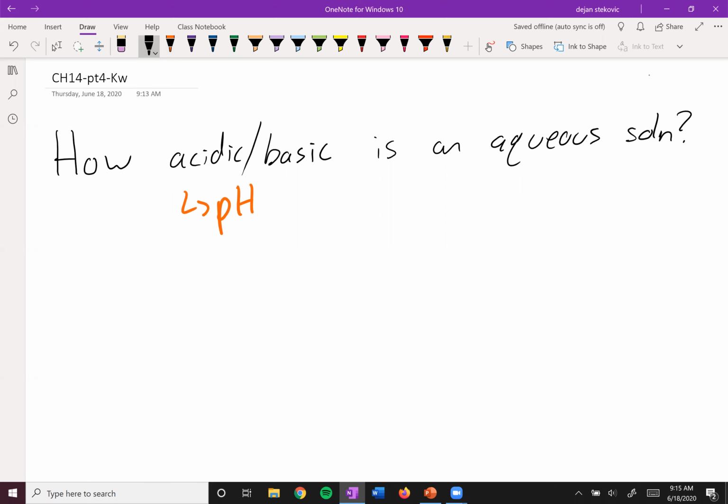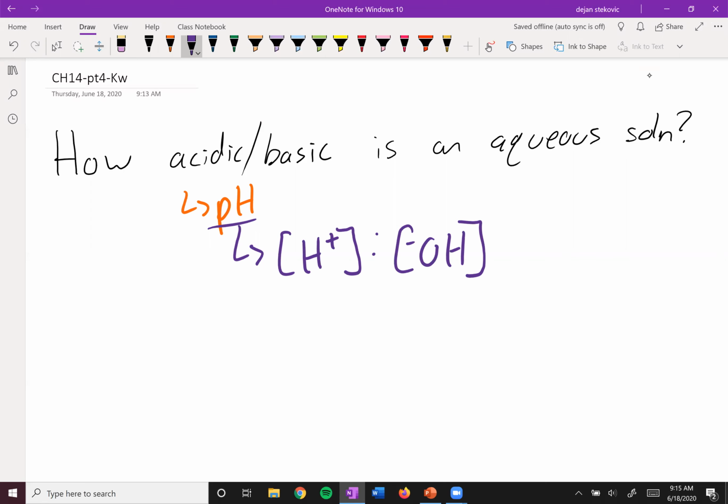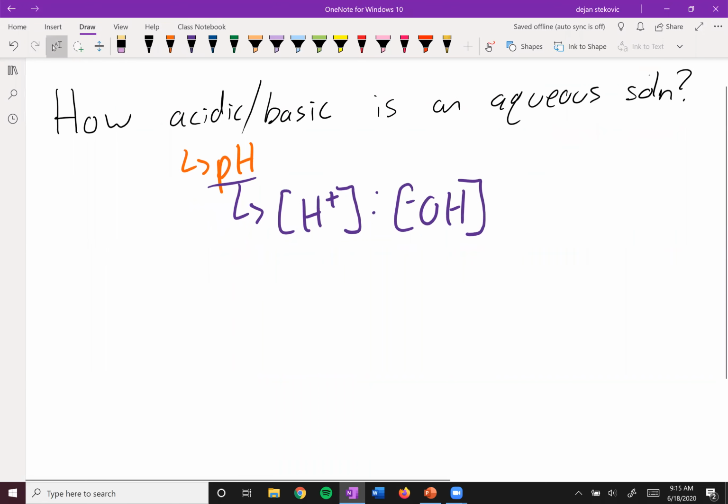But first, we're going to go back to the reasoning of pH. So what is pH measuring? Well, we just learned that acids were basically H plus versus hydroxide. And so pH is just a measure of how much H plus you have versus how much hydroxide you have, right? The ratio of H plus to hydroxide. And so our first question is, what happens in pure water?